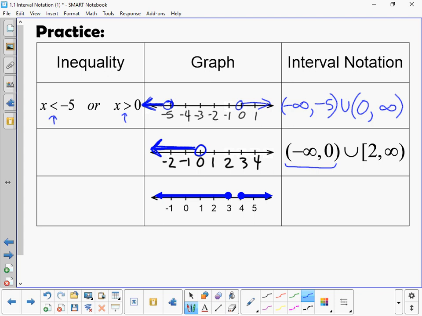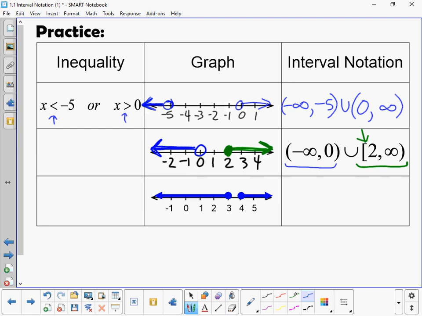That's that part. And then this other part starts at 2, and I'm filling that in because of that square bracket tells me the 2 is included, and we go all the way up to positive infinity, so I show my arrow going up towards infinity. So there's our graph. And now we can show the inequality.